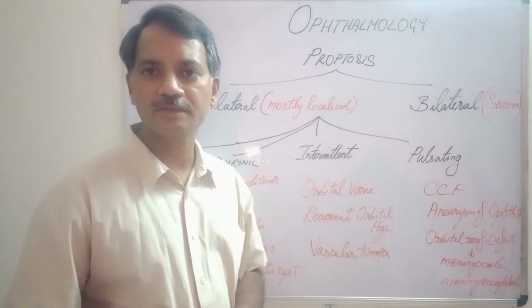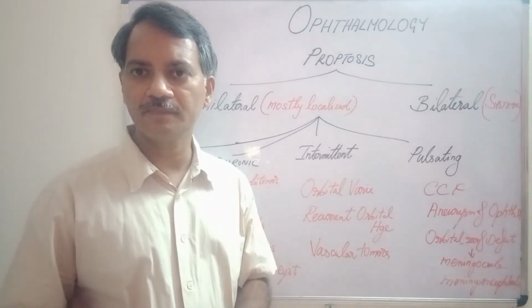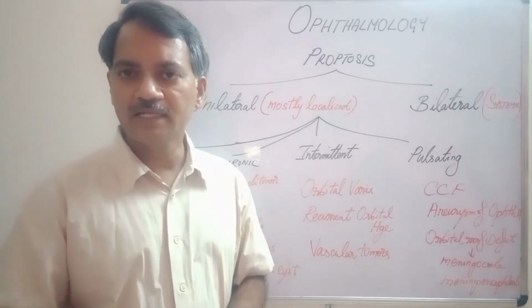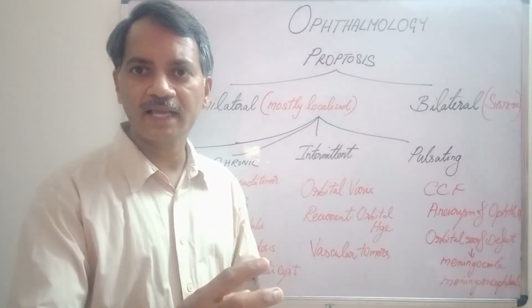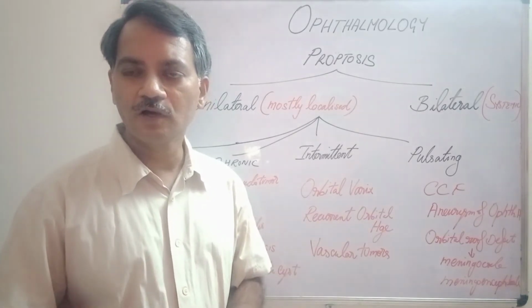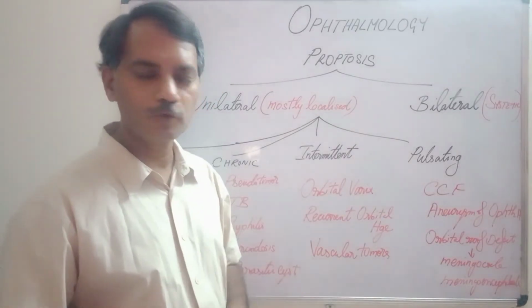carotico-cavernous fistulas. The cavernous system and the carotid system develop a connection so that the arterial blood is pumped into the cavernous system, leading to its pulsation. So that can lead to unilateral pulsating proptosis.